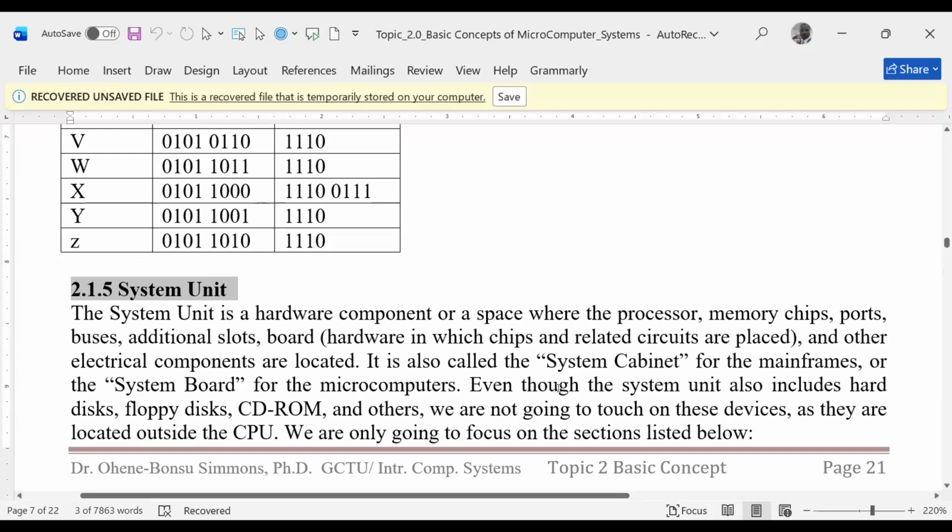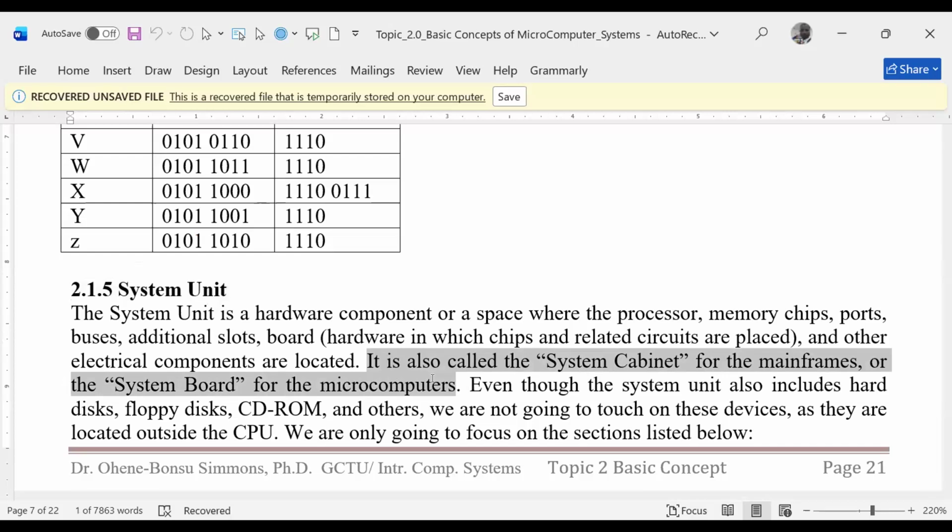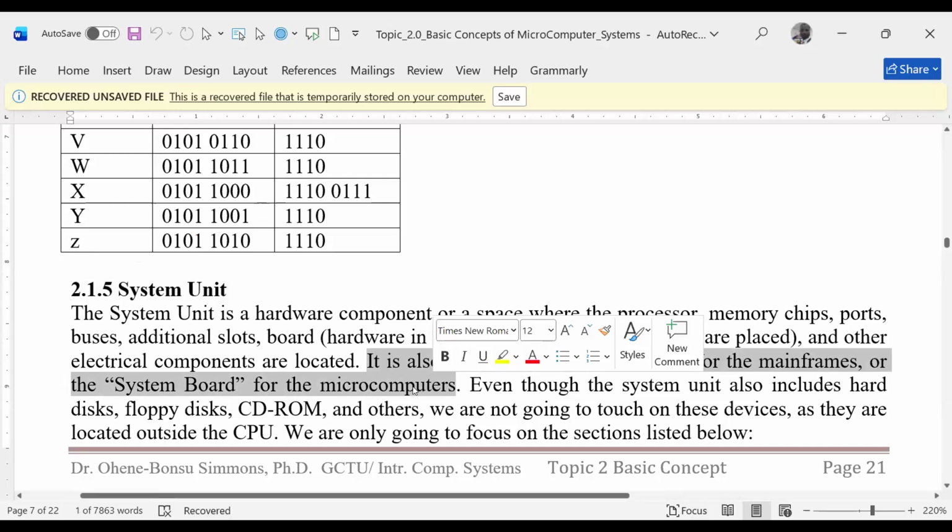We also call it system cabinet in a supercomputer or mainframe, and system board for a microcomputer system. In our microsystem, we can also call it the system board, the system unit, the main unit, or the system board.